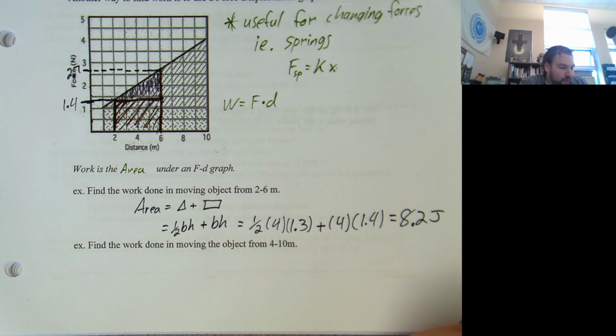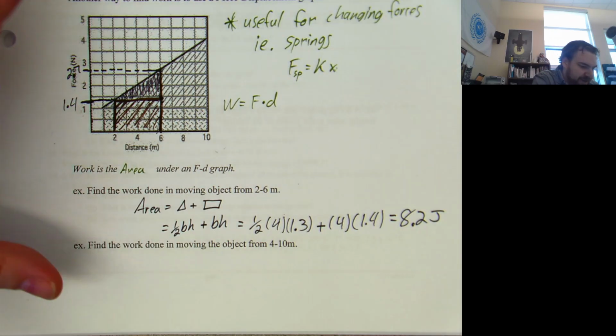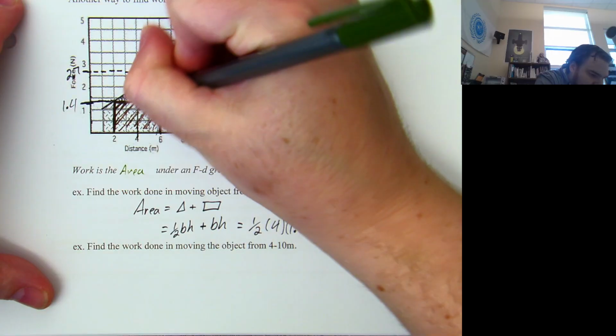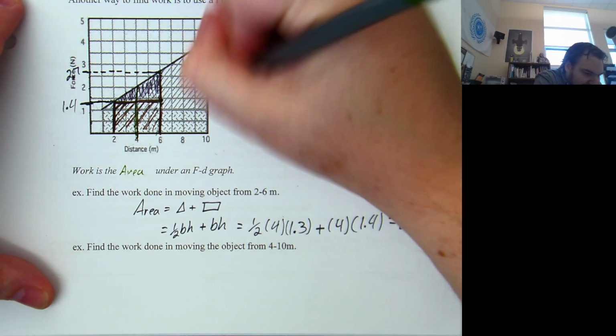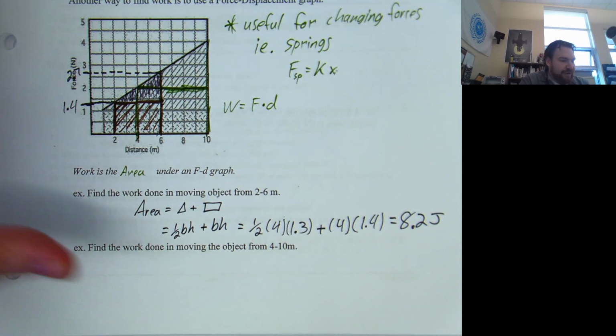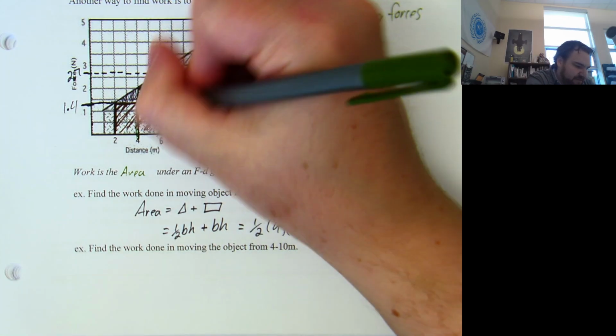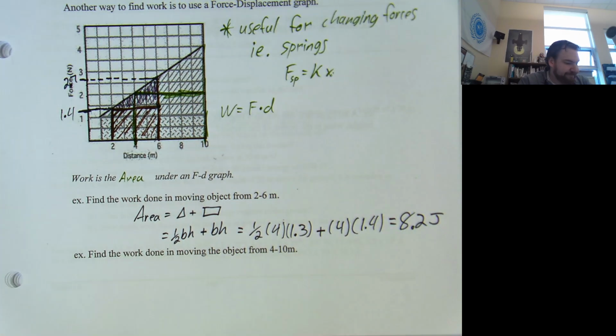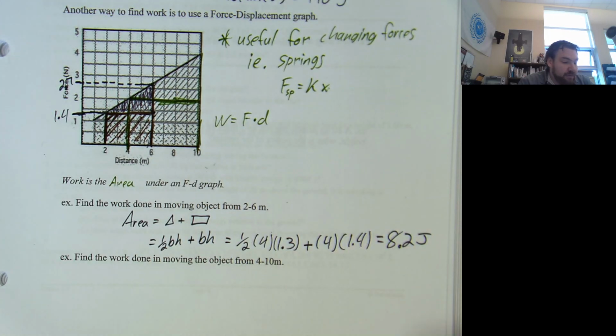Likewise, if we wanted to find the work done in moving the object from 4 meters to 10 meters, the procedure is the same. It's a little bit easier because if you look at 4 meters and 10 meters, 4 meters is there, 10 meters is the end. That's a nice little cut. You're on the grid. That's a lot easier to do. I'm going to leave you to play with that.